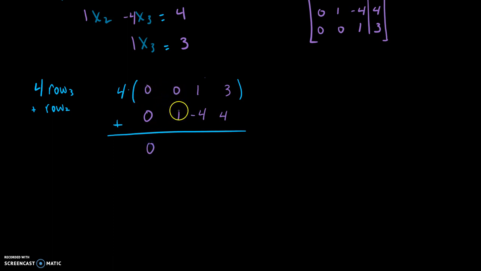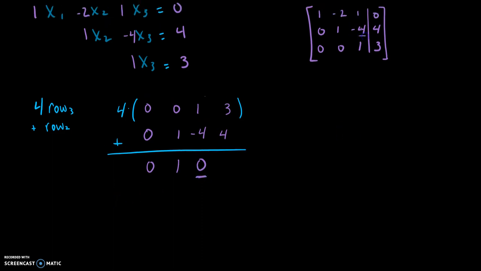4 times 0 again is just 0. Plus 1 is 1. 4 times 1 is 4. Plus -4 is 0, which is what we wanted. Again, this was our objective, right? We want to make this entry right here a 0. And then 4 times 3 is 12. Plus 4 is 16.